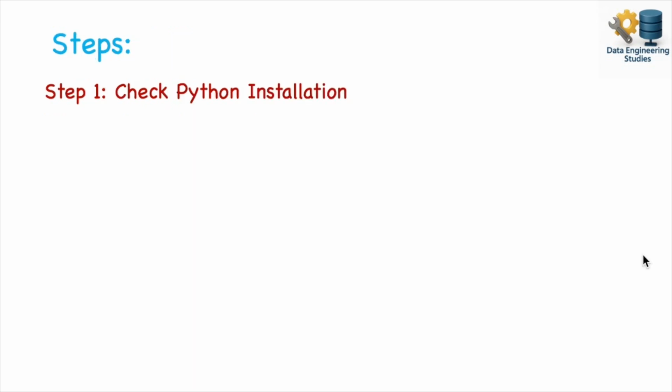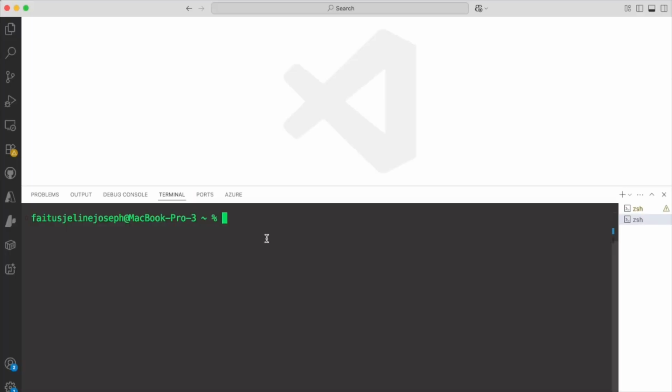The first step is to check the Python installation. I'm opening the Visual Studio Code terminal. In this, I'm going to type python3 --version. You should see something like this. I have Python 3.9 installed on my device.